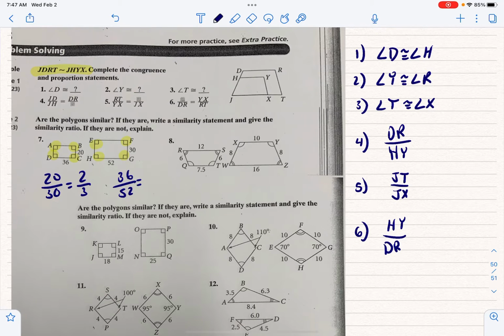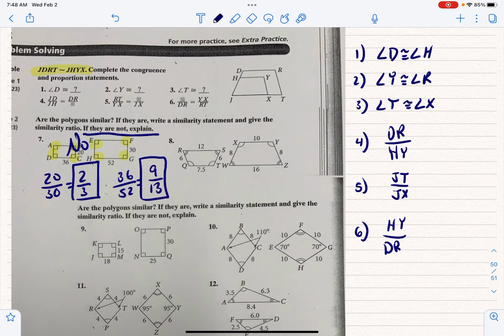Well, how do those reduce? Let's see. 6 does not go into both of those. 4 does. 4 goes into both of those. 4 goes into 36 9 times. 4 goes into 52 13 times. Well, 2/3 is not the same ratio as 9/13. So the sides are not proportional. We would need those two fractions to match up, and they don't. So the answer is no. And why? Because it says explain. Because the sides are not proportional. Okay, number 8.